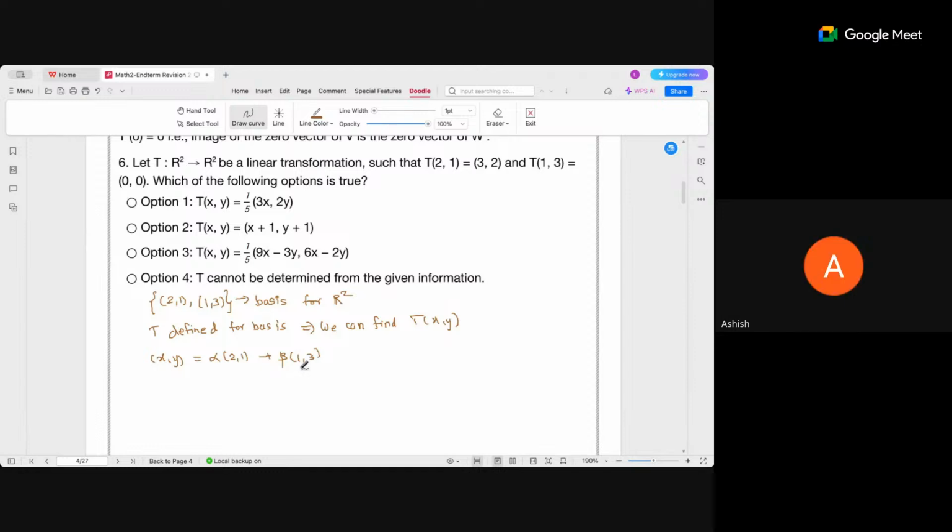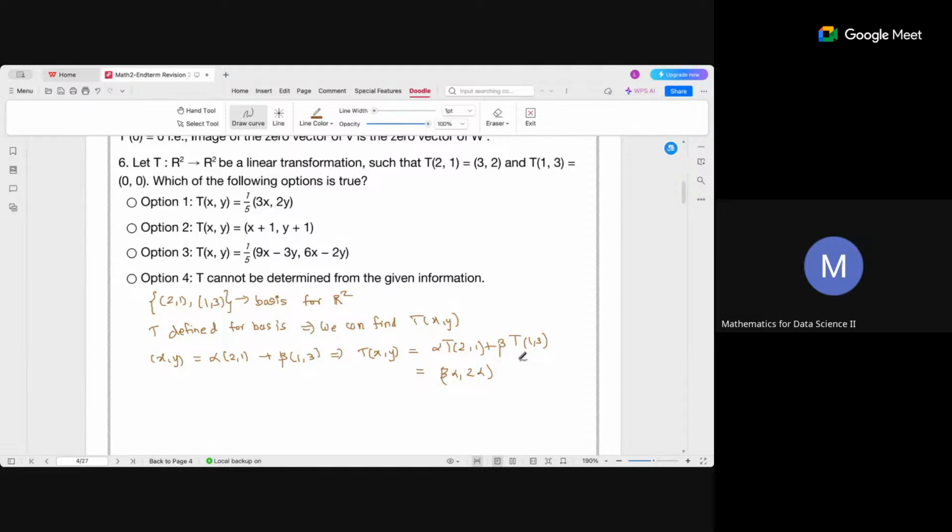Okay, so here T of (x, y) equals alpha times (2, 1) plus beta times (1, 3). After this, you apply T on both sides. So you get alpha T of (2, 1) plus beta T of (1, 3). Then alpha times T of (2, 1) is alpha times (3, 2), so (3 alpha, 2 alpha), and T of (1, 3) is 0. So this part is 0.